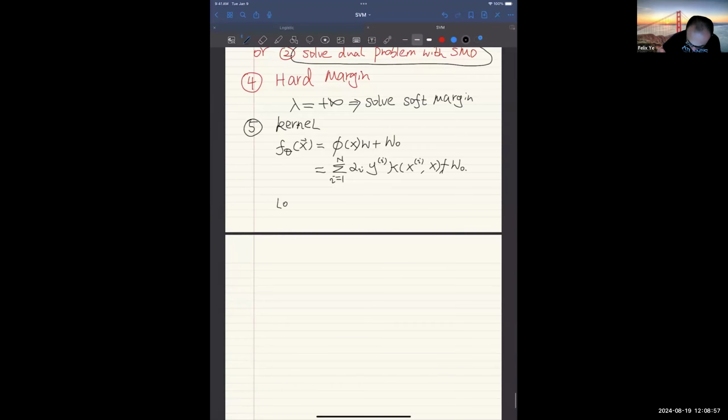The loss function, we are using hinge loss. And then we have L2 regularization. So again, we minimize the hinge loss with the Tikhonov or L2 regularization. This is solved by solving the dual problem with SMO. We cannot use gradient descent directly here.